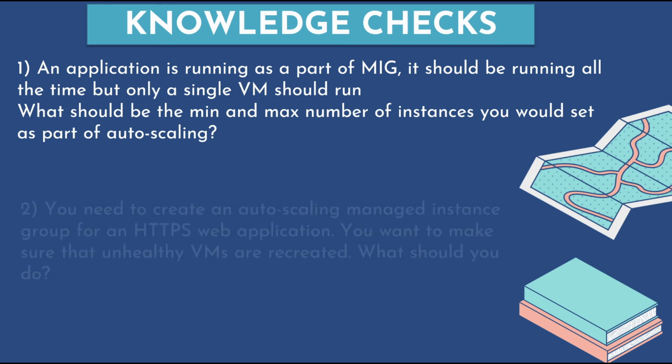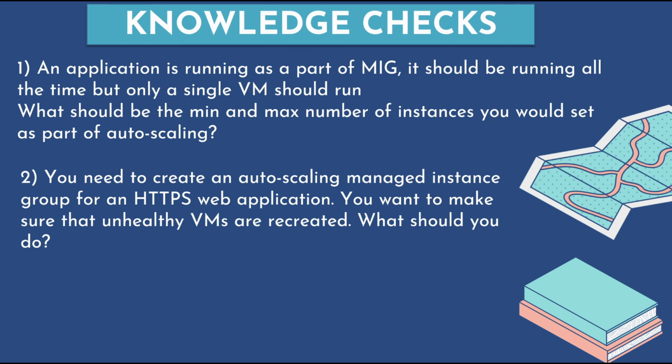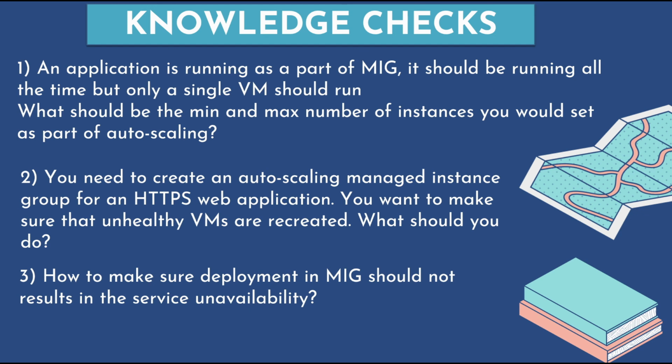The next question is, you need to create an auto scaling managed instance group for an HTTPS based web application, and you want to make sure that unhealthy VMs are recreated automatically. What should you do as part of this setup? And the last one is how to make sure deployments in a managed instance group do not result in service unavailability and your users are not impacted.